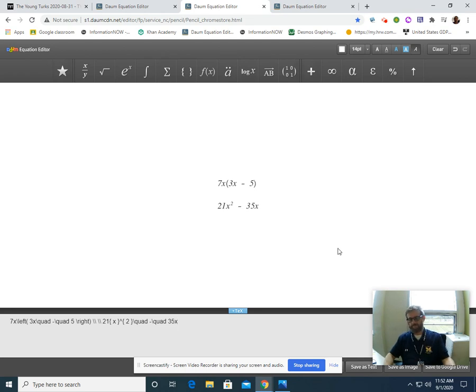Classic process of distributive property. We've seen it many, many times. Hopefully everybody understands where that came from. Now, what we do need to know, however, is what happens if we want to go backwards. So what if I gave you something that looked like this?